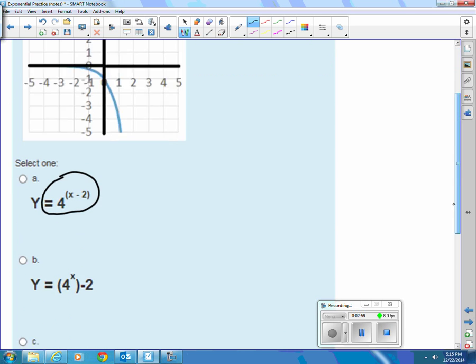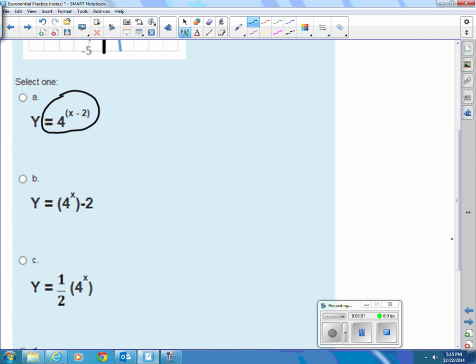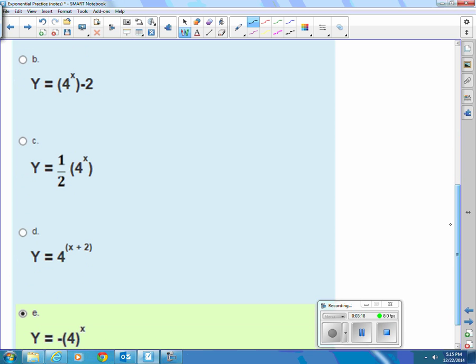Scroll down a little, see what some of our other options are. 4 raised to a positive x, and then subtract 2. That's going to be like 4 squared is 16 minus 2 is 14. That's not on the graph. Half of 16 would be 8. That's not on the graph. Here, that would get very large. If x is 2, that would be 2 plus 2 is 4. 4 to the 4th would be a very large positive number.